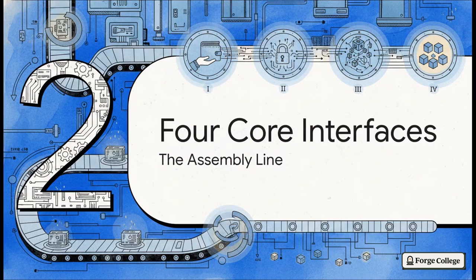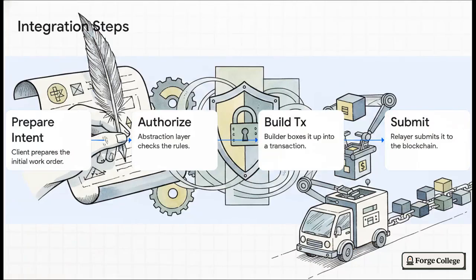Moving right along to section 2, core integration interfaces. Let's step onto the assembly line. All right, now that we've got our work order in hand, let's actually step onto that virtual factory floor. Here's how the assembly line flows, step by step. Station 1, the client prepares the intent, writing up that initial work order we just talked about. Then it moves to Station 2, where the abstraction layer authorizes it.